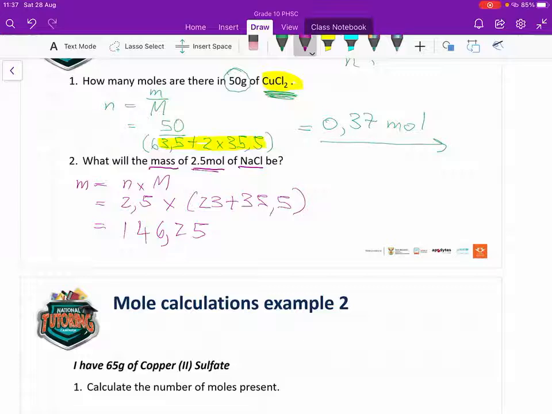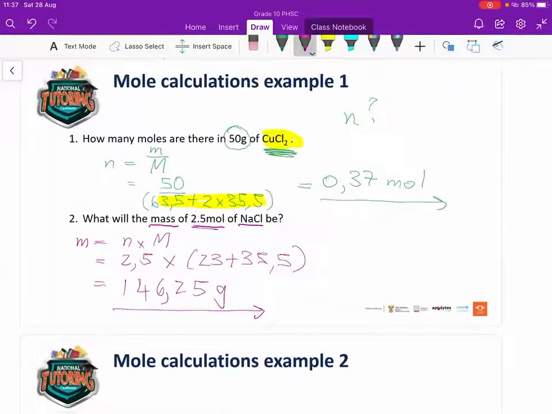Now what am I working out? The mass. And what is mass measured in? Grams. So remember to put the correct unit, otherwise my answer won't make any sense. If I have 2.5 moles of sodium chloride, then it is 146 grams. If you think about a chocolate, which is about 80 grams, it's a little bit more than how heavy a chocolate feels.